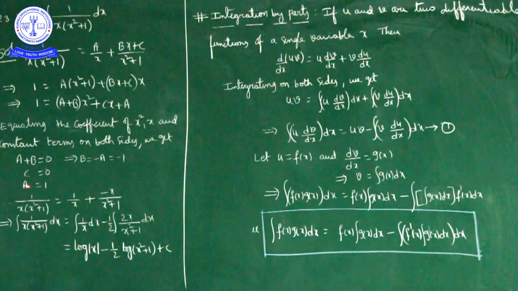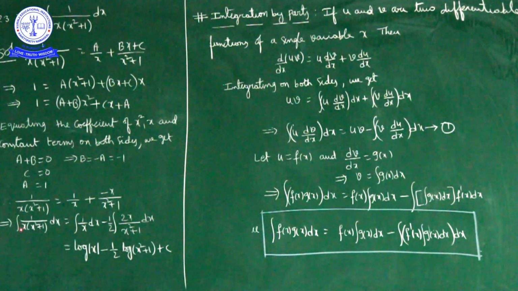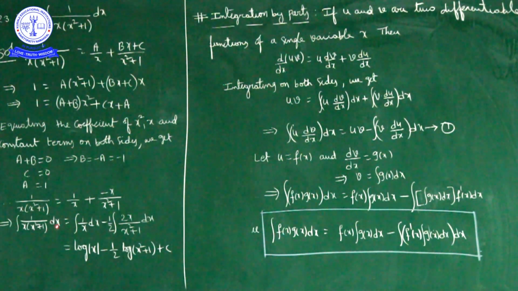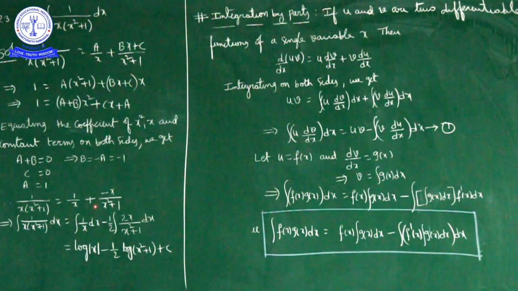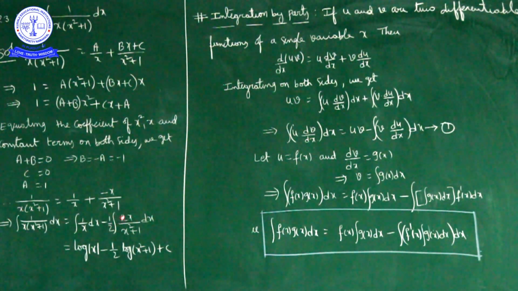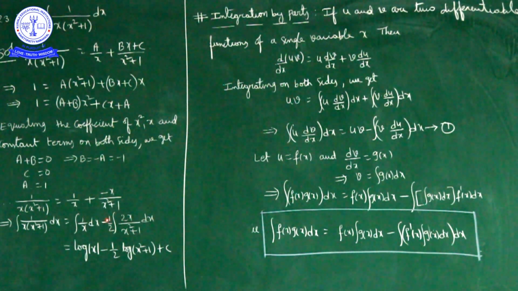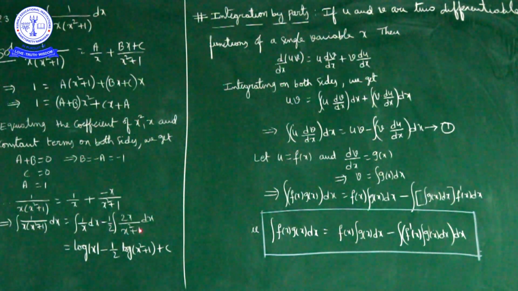Okay. Now integration of this part is nothing but integration of this part. Okay. Integral 1 upon x into (x square plus 1) dx equal to integral 1 upon x dx. Okay. Plus integral minus x upon (x square plus 1). I'll multiply and divide with 2. So what we can write? Minus 1 by 2 into integral 2x upon (x square plus 1) dx.